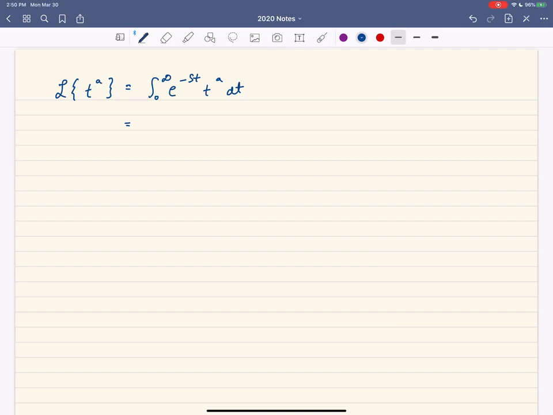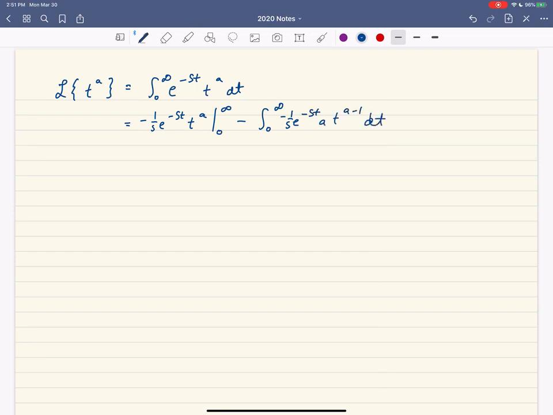Let's see, I want to differentiate t to the a, so I want to anti-differentiate e to the negative st. So this will be negative 1 over s, e to the negative st, t to the a, as t goes from 0 to infinity. Then minus the integral from 0 to infinity of negative 1 over s, e to the negative st, times the derivative of t to the a, which is a t to the a minus 1 dt.